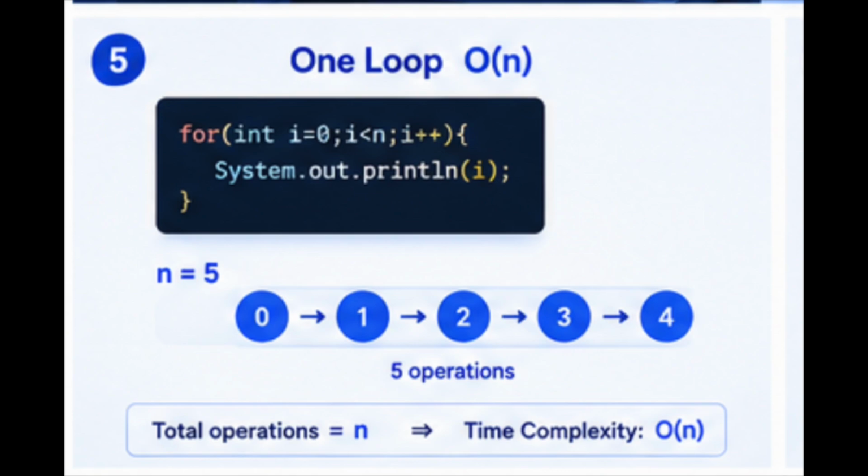Here is another common example. There is one loop. It starts at 0 and ends at n. So if n is 10, the loop runs 10 times. If n becomes 1000, it runs 1000 times. The number of operations grows linearly. Therefore, the time complexity is O(n). A simple rule to remember is one loop usually means O(n). Of course, there are exceptions, but this rule works for many beginner problems.